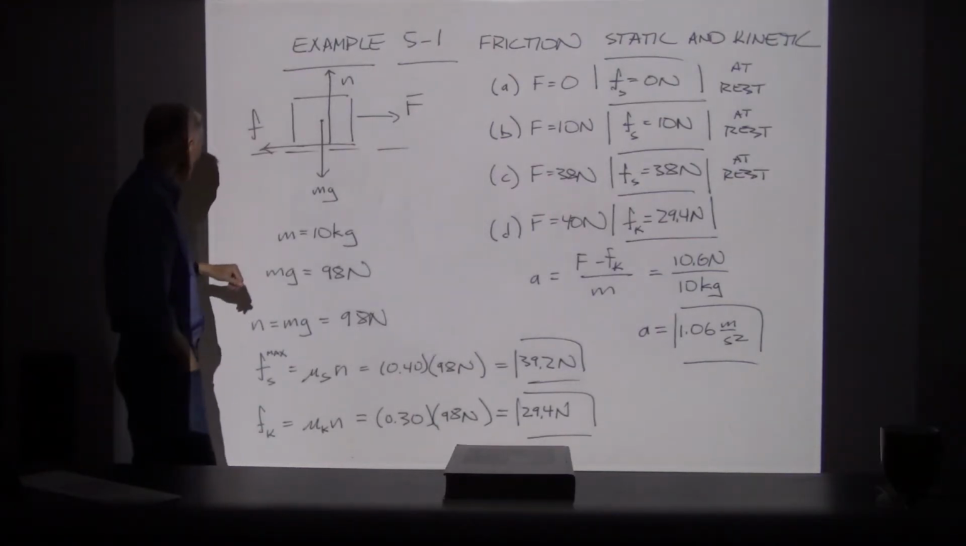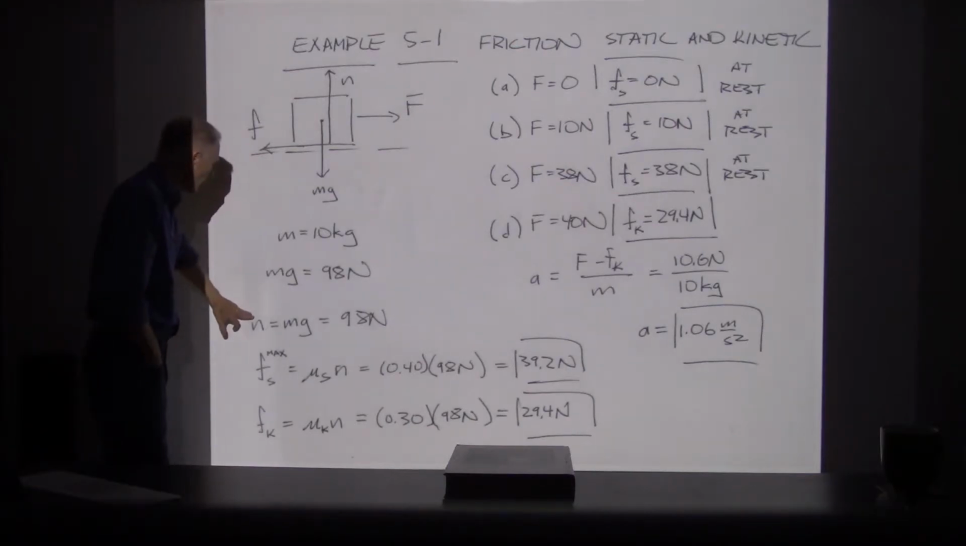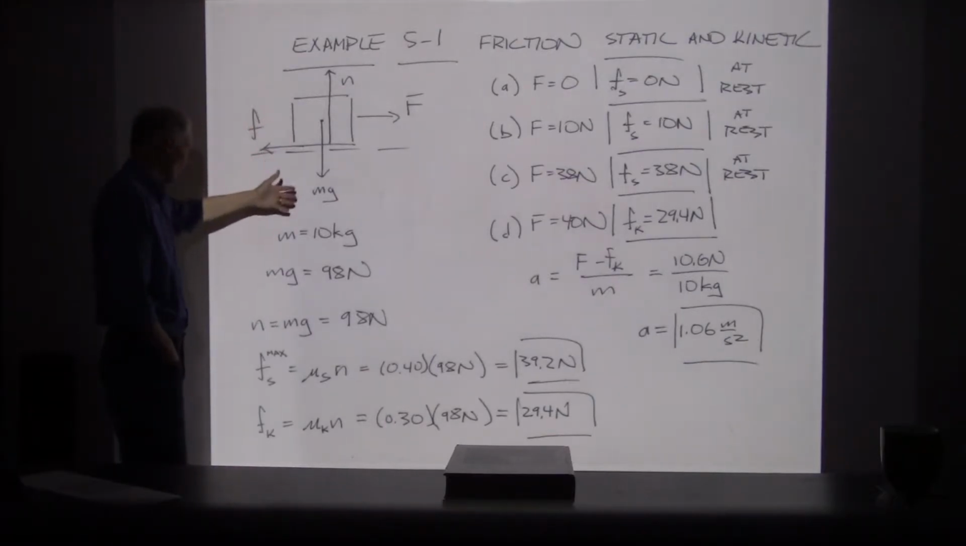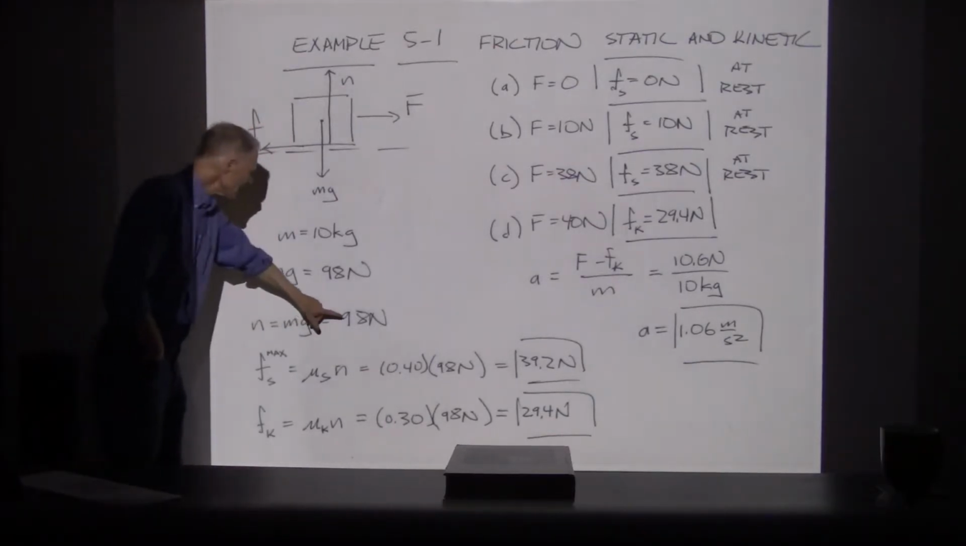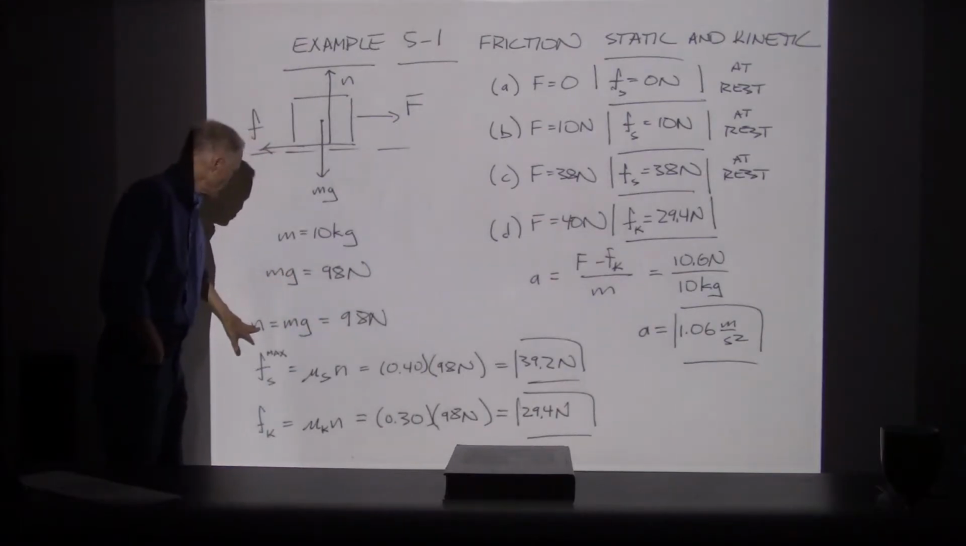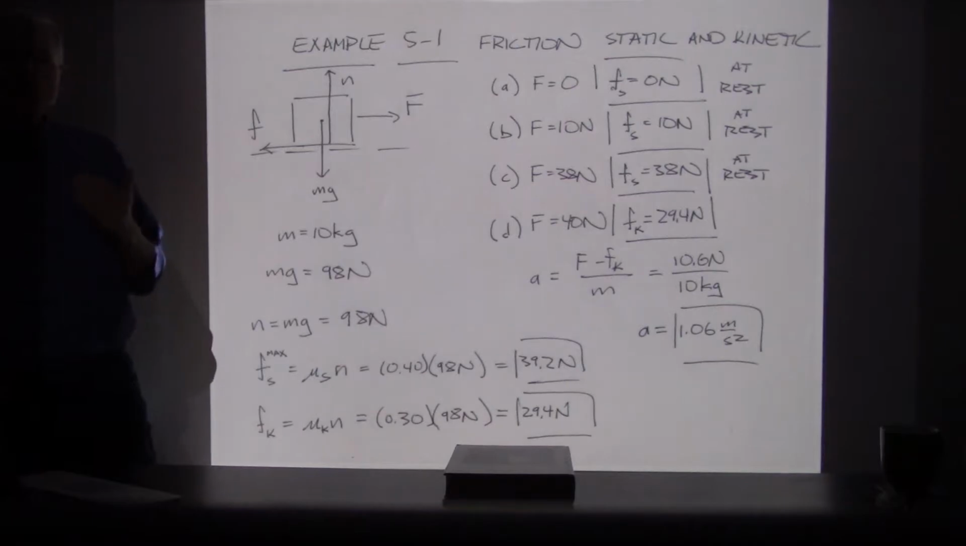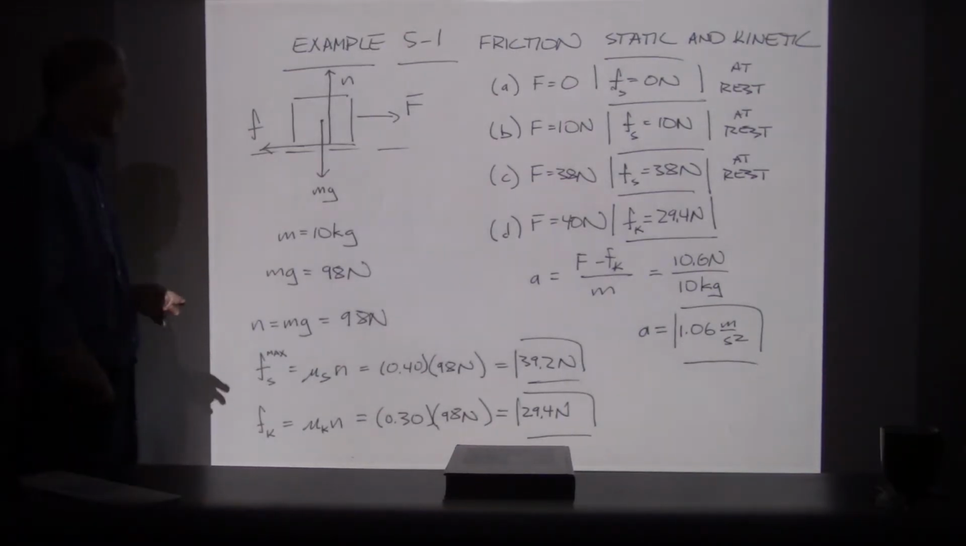And that tells us that the normal force is going to be equal to mg. So that's what's going on in the vertical direction. Now that's going to give us 98 newtons of normal force, and the normal force is important because that's what we're saying will help determine what the frictional forces will be.